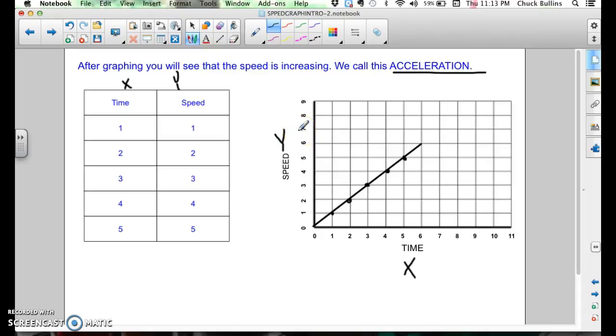Now, they're not going to call that speeding up in very many questions. They're going to use the word acceleration. We've had that as a vocabulary term. We know what that means from the Newton's laws lessons, but now placing it into a speed time graph, we notice that this is an object that is accelerating. It's getting faster as time goes by.